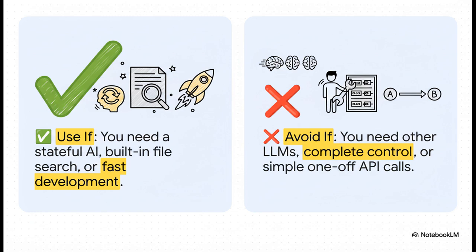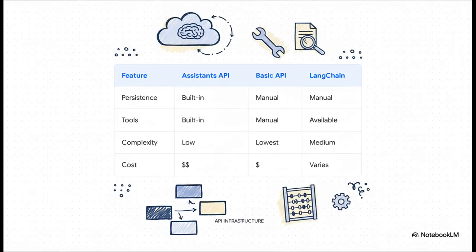Now, on the flip side, you should probably skip it if you need to use a different language model, if you're the kind of person who wants total granular control over your own infrastructure, or if you're just making simple one-shot API calls. This table kind of puts everything into perspective. You can see the Assistants API really shines when it comes to low complexity and having those powerful tools built right in. The basic API, still your go-to for simple, cheap, one-off tasks. And then you have frameworks like LangChain. That's for when you need maximum flexibility, you want to use any model under the sun, but just be ready for a lot more complexity.